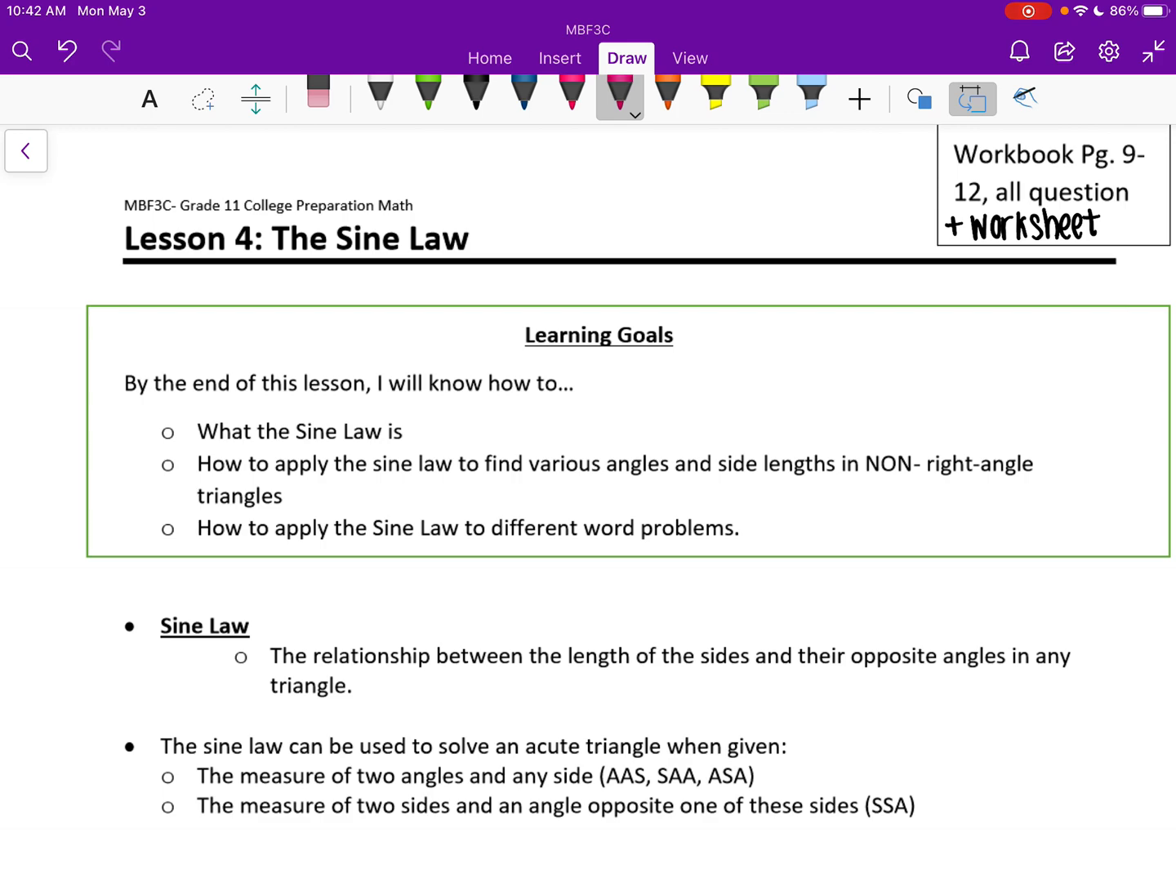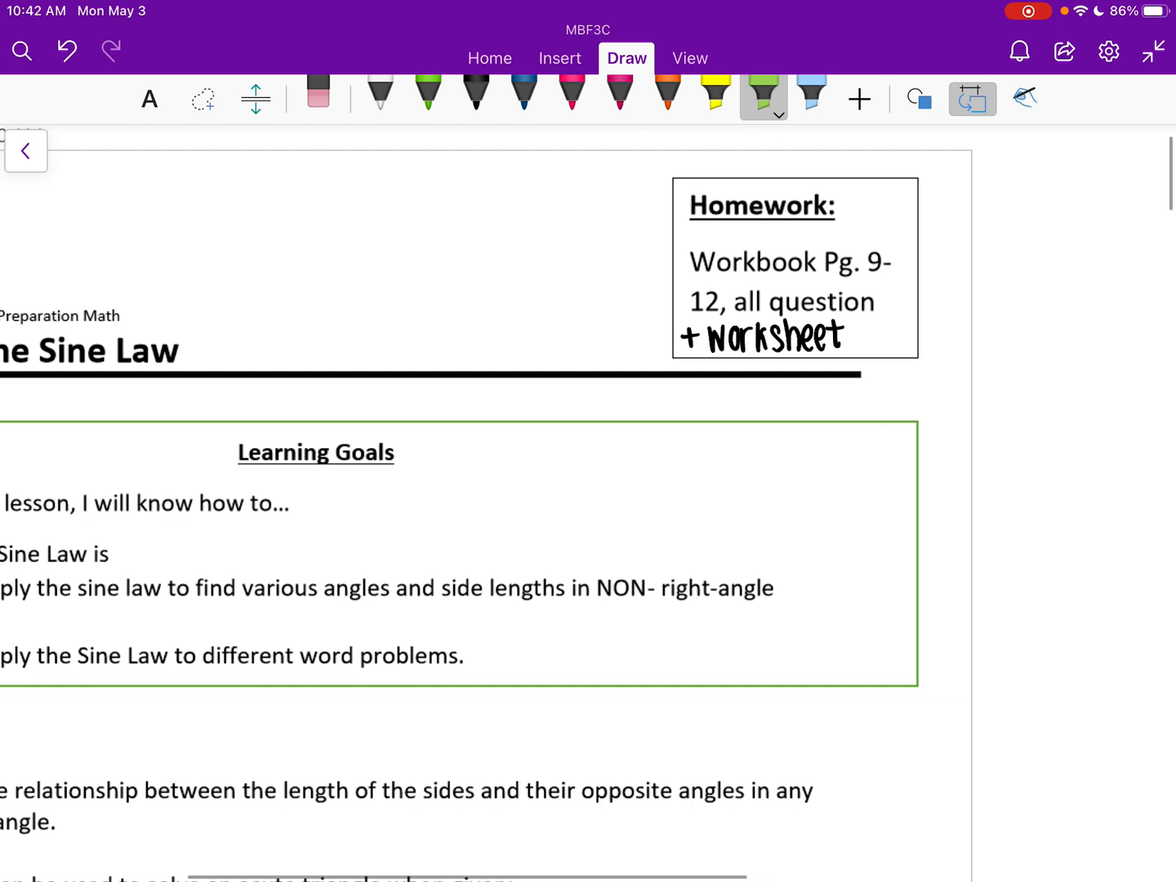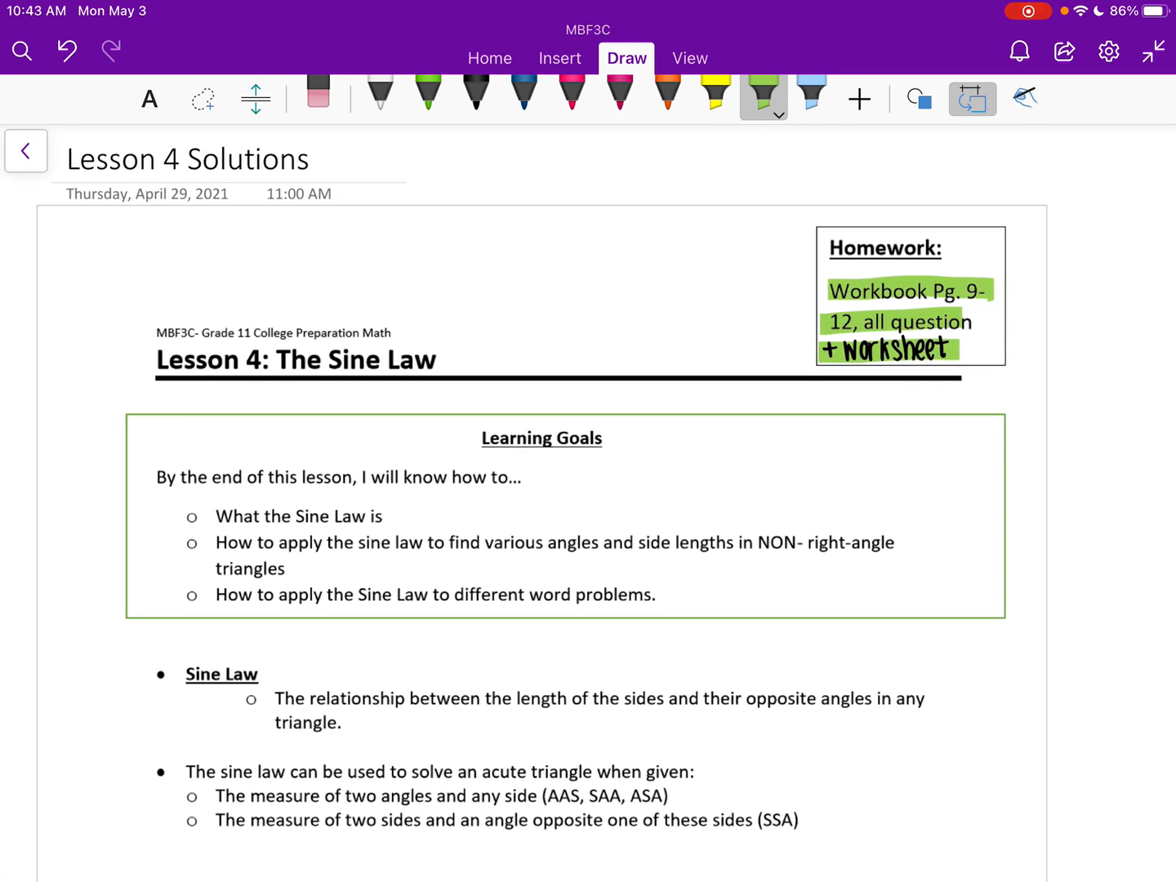Before we get started, I just want to point out what your homework will be. Your homework will be workbook pages 9 to 12, and I posted a worksheet onto Google Classroom as well. So if you could check that out, it'll help with some extra practice questions.